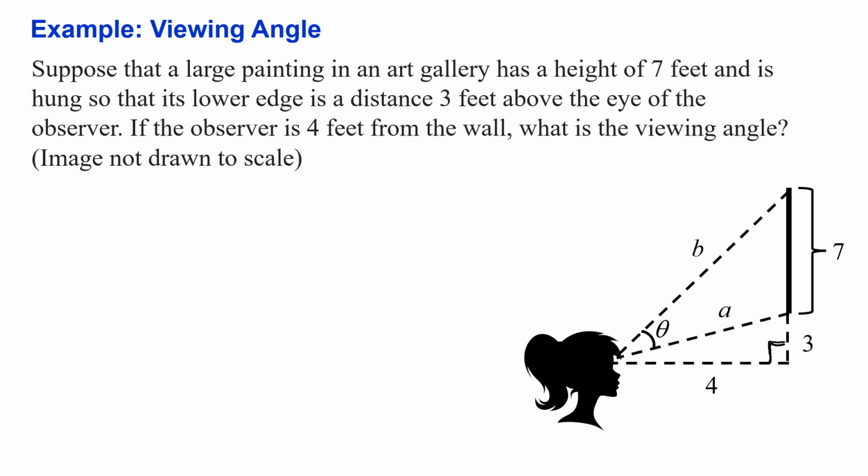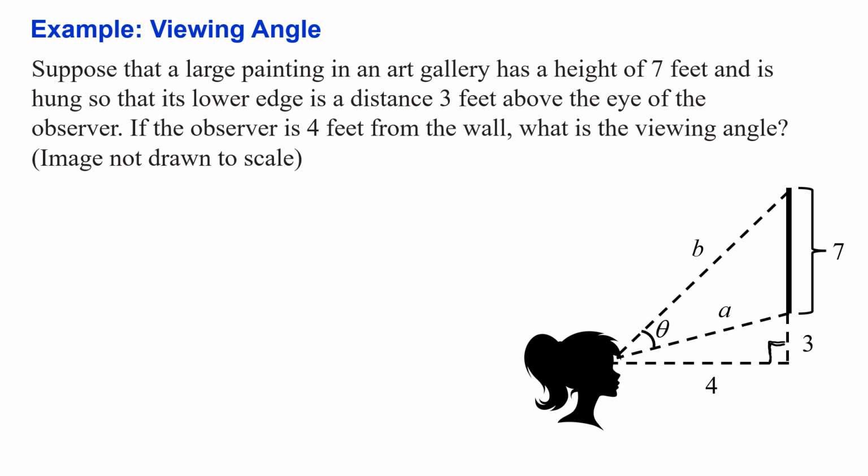In order to find the viewing angle theta, we're going to use the triangle created by sides of length A and B, as well as the side of length 7 that's opposite angle theta. We first need to find the lengths of sides A and B, and from there we're going to have an SSS triangle with which we can then find theta.